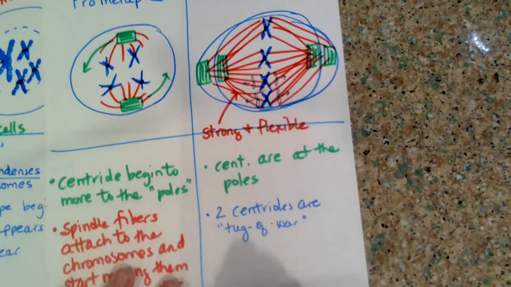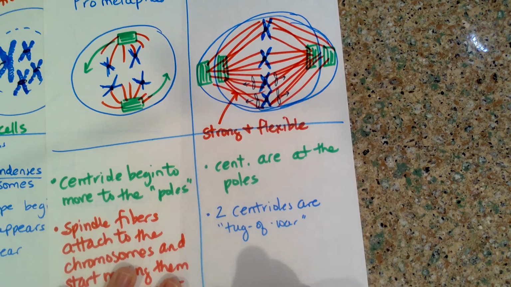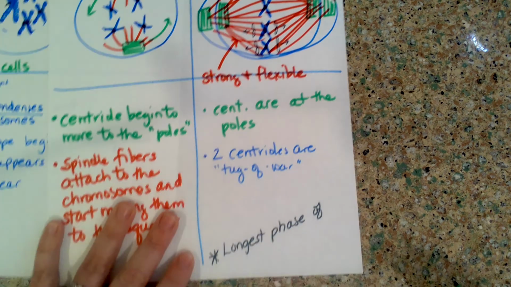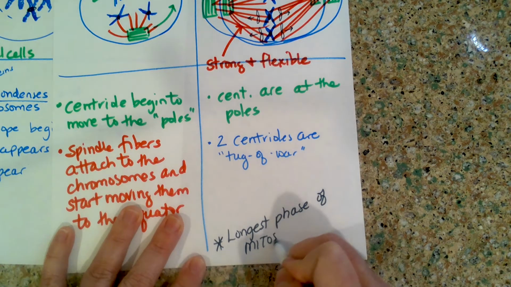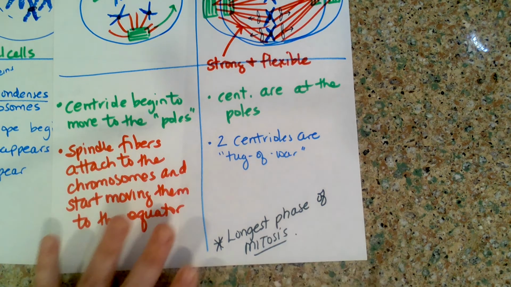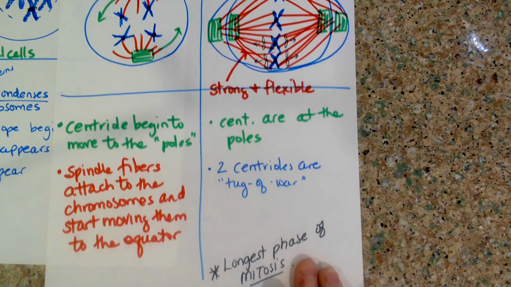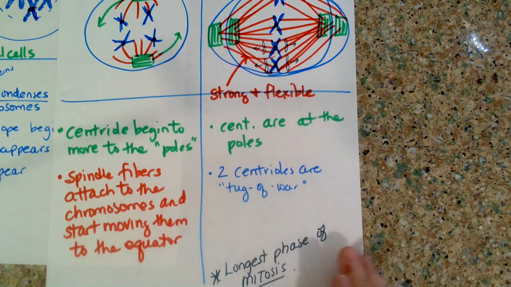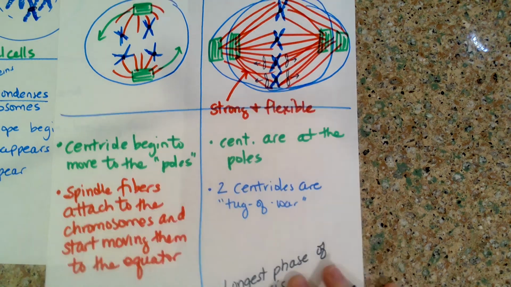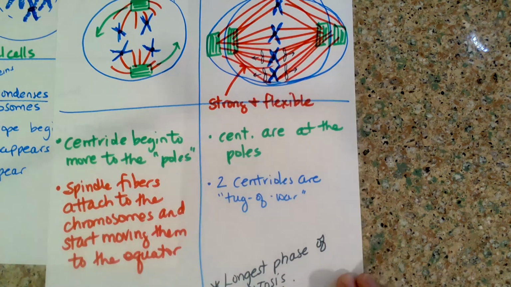So this is the longest phase of mitosis. Not the longest phase of the cell, the longest phase of mitosis, because you have to make sure you have everybody in place and everything is exactly how it should be, because when you rip them in half, if you rip them wrong, then one cell gets too much DNA and one cell doesn't have enough, and it's not fair.